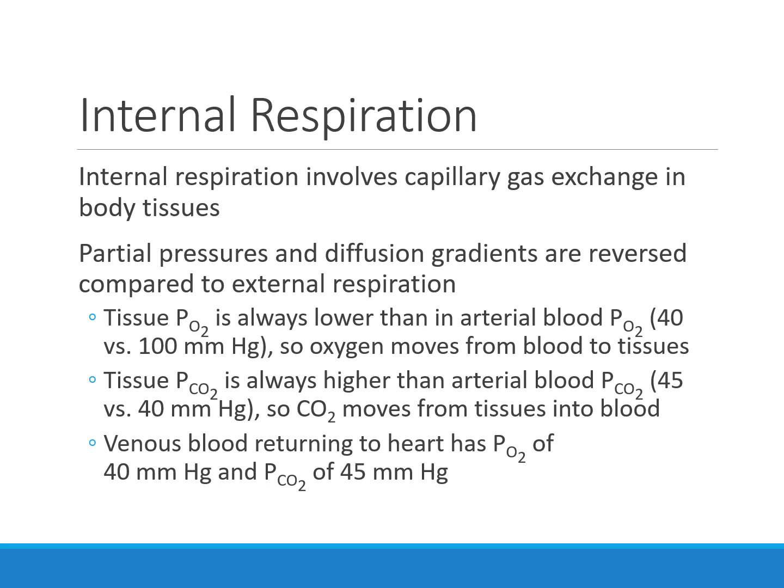When the oxygen level in the tissues is lower than the arterial blood, we expect that. That's what we should have. It's why we're taking oxygen down to the tissues, is there's less oxygen down there. So oxygen moves from the blood into the tissues. And then your carbon dioxide should be greater in the tissues than it is in the blood, so it's going to move from the tissues into the blood, and we're going to carry it up to the lungs and exhale it. The venous blood returning to the heart has a pressure of oxygen of about 40 millimeters of mercury, and the pressure of carbon dioxide is about 45 millimeters of mercury.